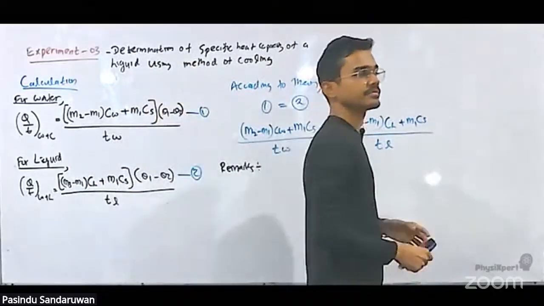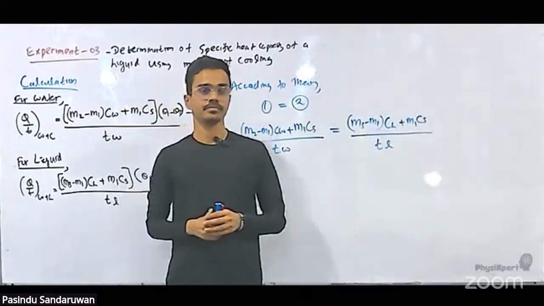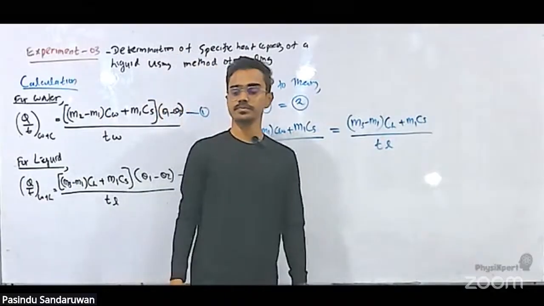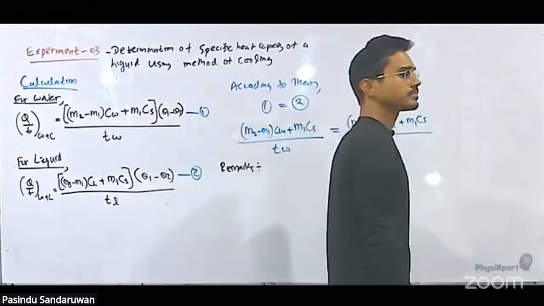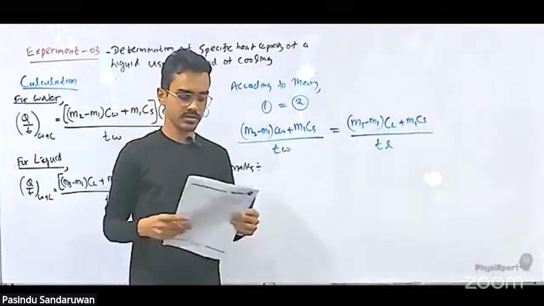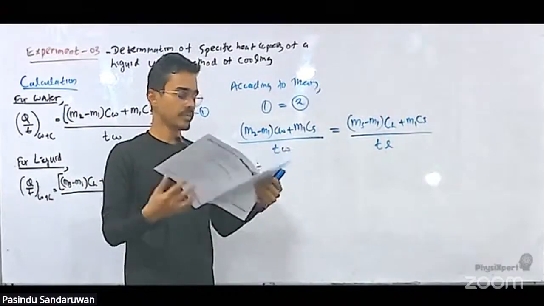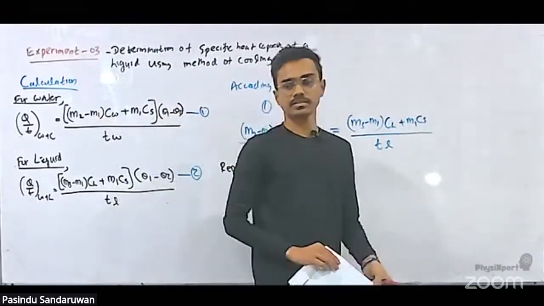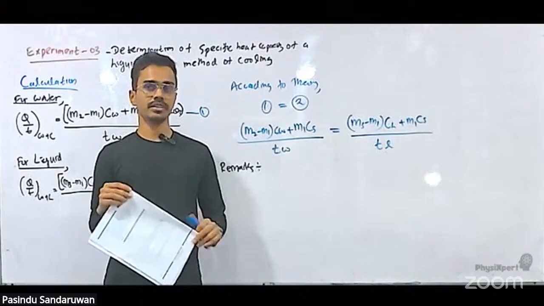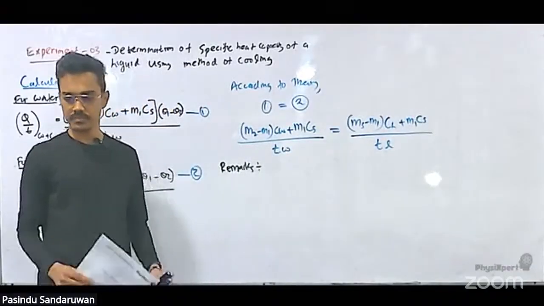First point: both water and liquid should be filled up to the same height, within brackets, to make the areas open to the atmosphere equal.